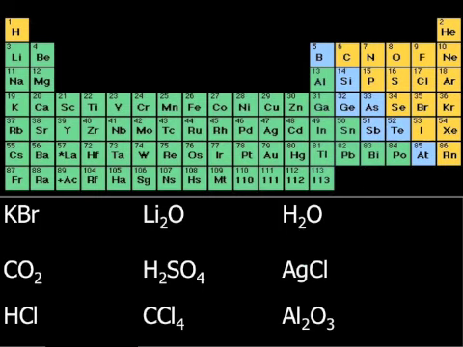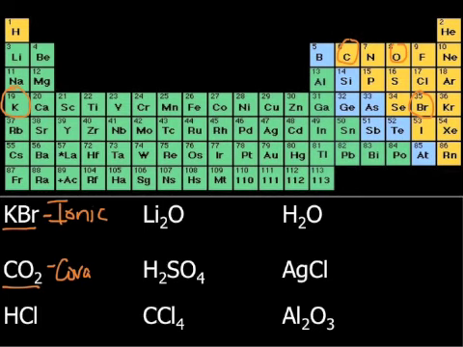So let's start here by doing a little bit of practice with what types of compounds we have listed here. Our first one is KBr. K is over here, K is a metal, and then bromine's over here. Bromine's a nonmetal, so when we have a metal and a nonmetal, based on what we just wrote down, we have an ionic compound. Our next one, CO2, nonmetal, nonmetal, so this is a covalent compound.